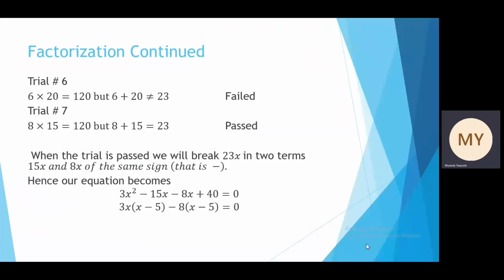Now we will factorize this equation. So we will take 3x common from the first two terms. So it will become 3x times (x minus 5). Then we will take minus 8 common from the last two terms, and hence it will become minus 8 times (x minus 5). So we can say (3x minus 8) multiplied by (x minus 5) is equal to 0.